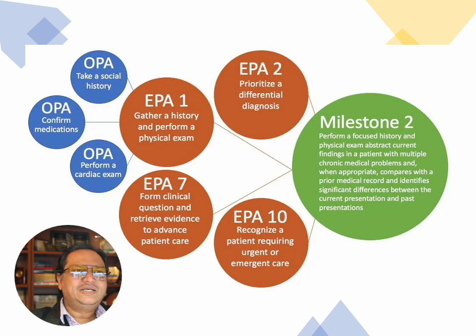So the competency is defined by a milestone. Milestone is that, okay, how far along your medical skills have you reached? So for example, at the end of medical school, a student, or a doctor, should be able to perform a focused history and physical examination, abstract the current findings in a patient with multiple chronic medical problems, and when appropriate, compare with the prior medical record and identify significant differences between the current presentation and past presentation.